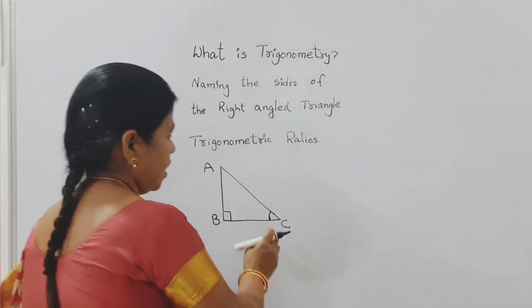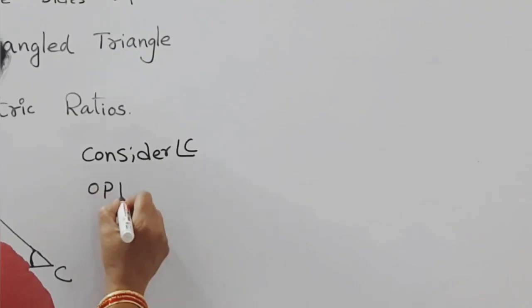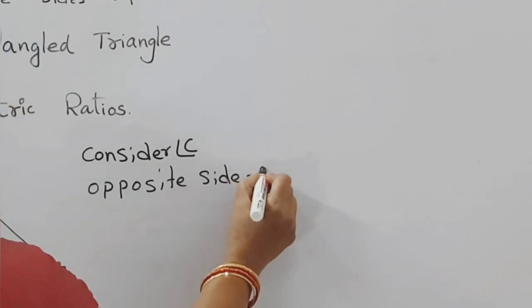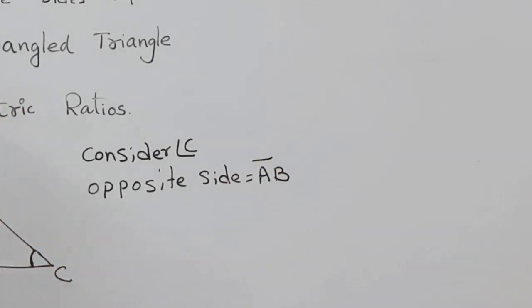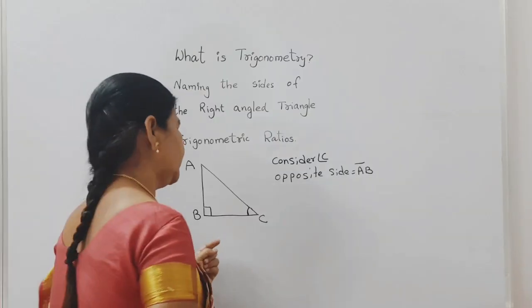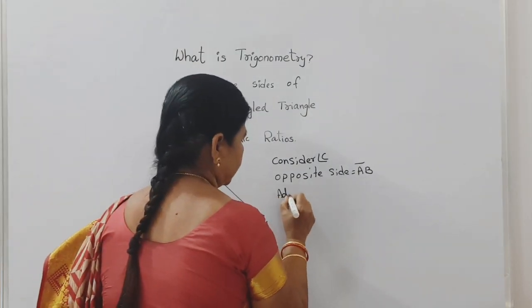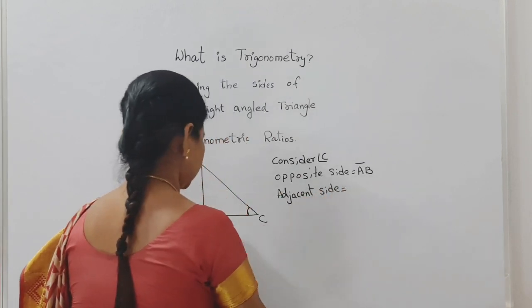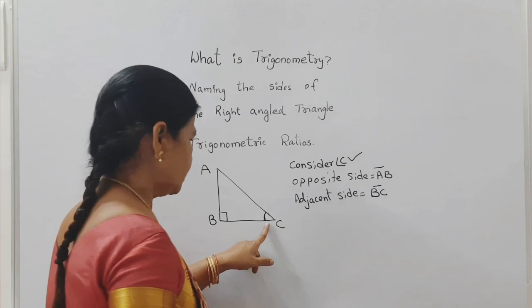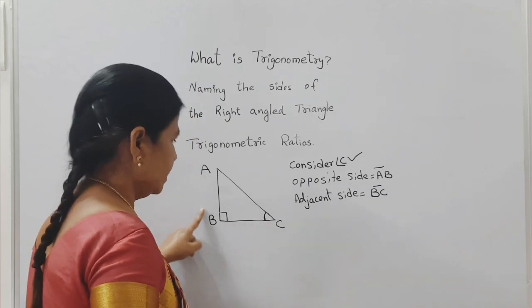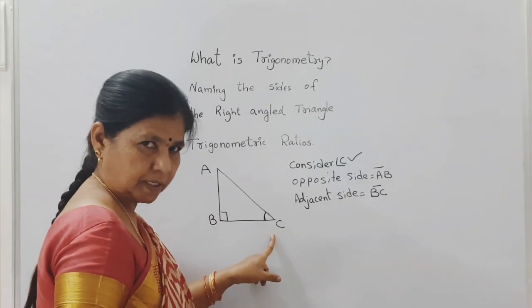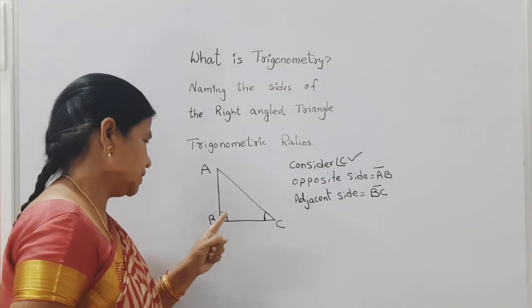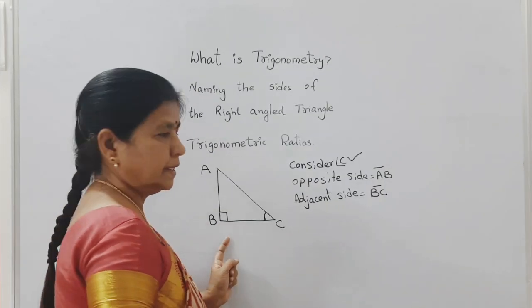Now, by considering the other two angles, let us name the sides of the right angled triangle. Consider angle C. For this angle, the opposite side is AB. And what is BC? Adjacent side. What is the adjacent side here? Adjacent side is BC. With respect to C, opposite side is AB and adjacent side is BC. Okay. And AC is the hypotenuse, which is opposite to the angle 90 degrees.